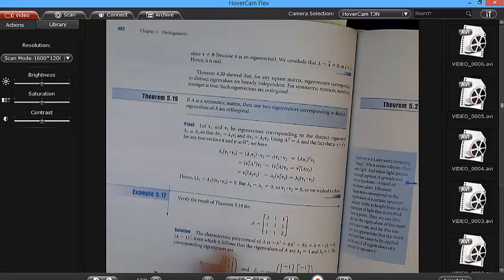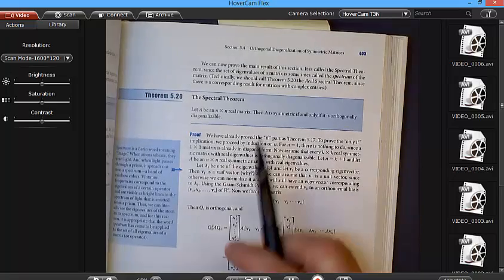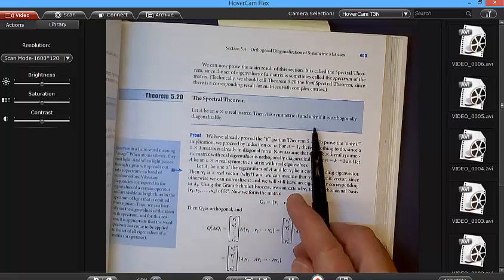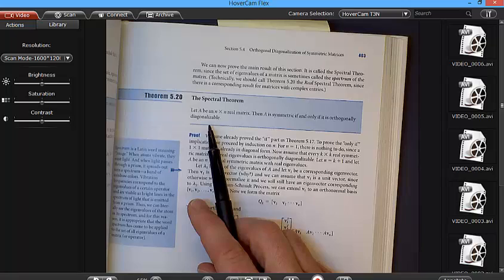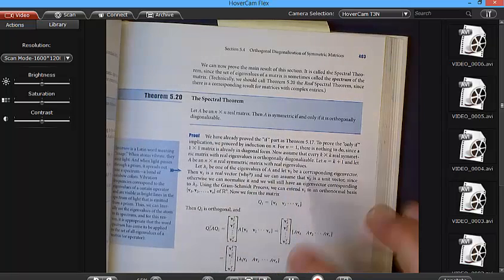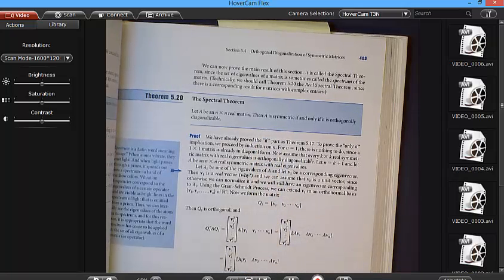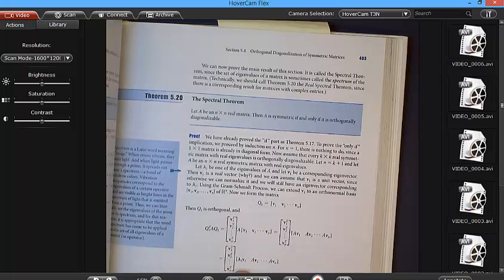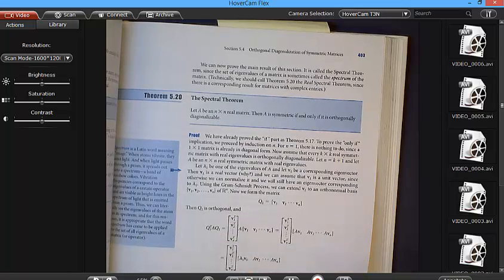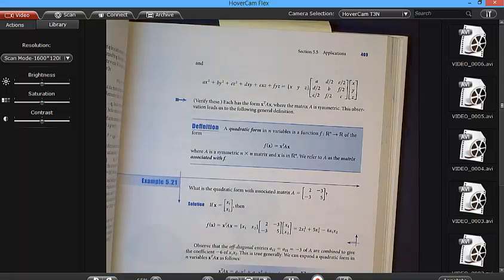The spectral theorem, again, this is kind of the highlight of the book, right? We just talked about it. A is symmetric if and only if it is orthogonally diagonalizable. So you're going to start off with it symmetric. And you could spend some time reading through, stopping by for help if needed, and work through this proof by induction. And if you did, you'd be all set for number 27.